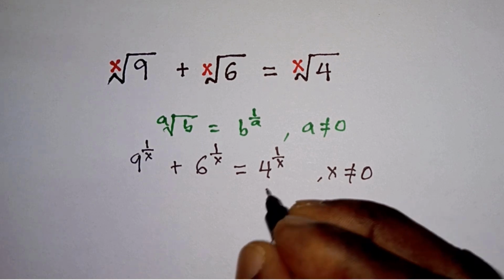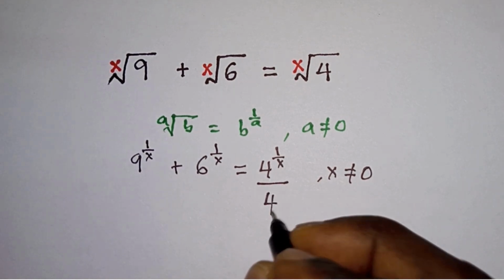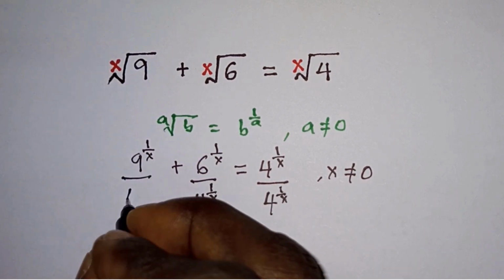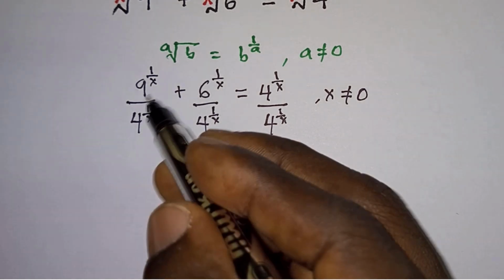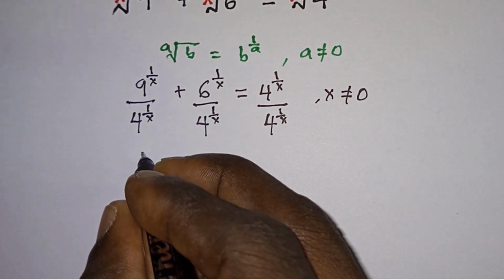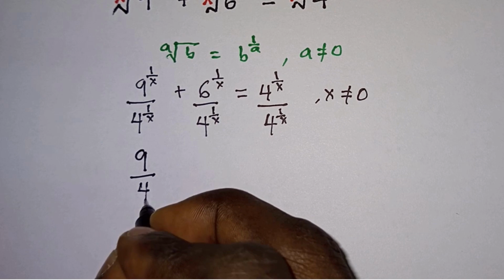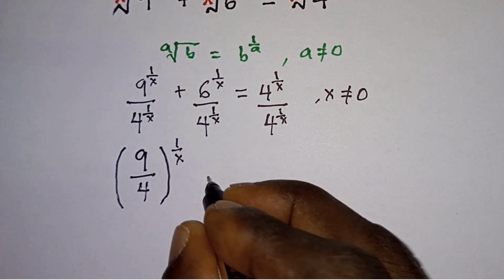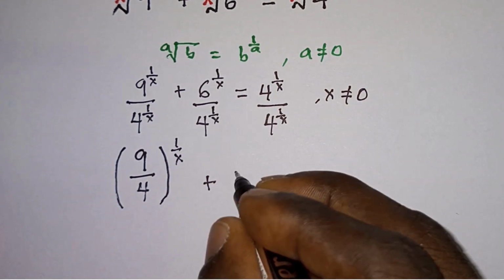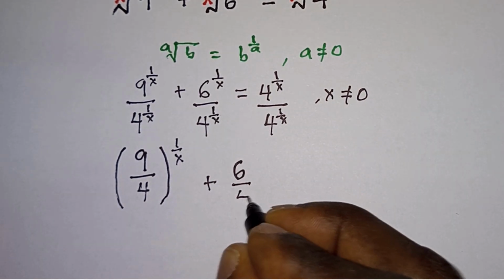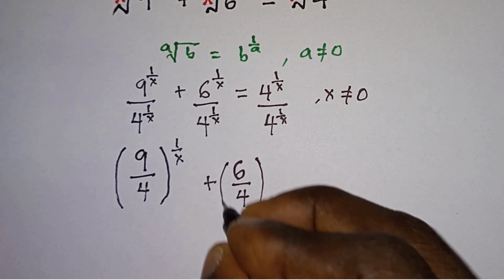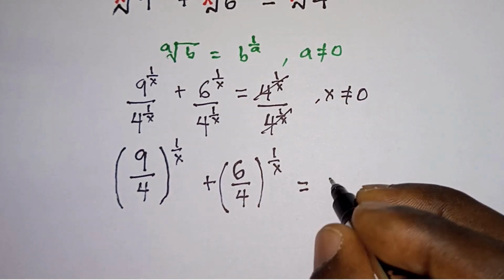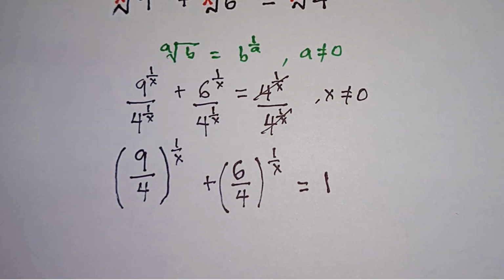Now let's go ahead and then divide each side of the equation by 4 to the power 1 over x. Now looking at this fraction, the powers are the same, so we can write it as 9 divided by 4 all to the power 1 over x plus this one, the powers are also the same, so we have 6 divided by 4 all to the power 1 over x, and this is equal to this, and this one will go, so we have the right hand side to be 1.